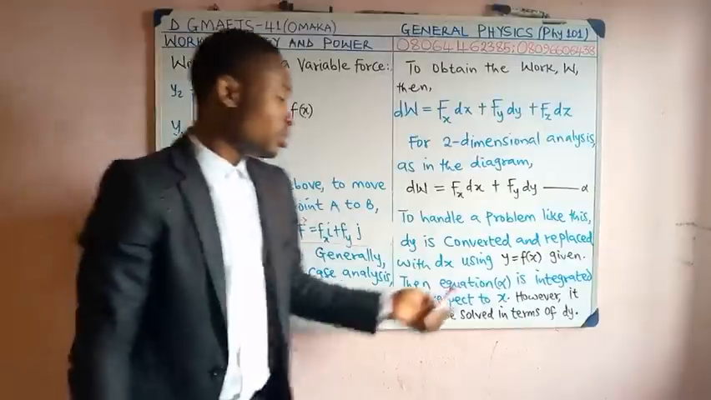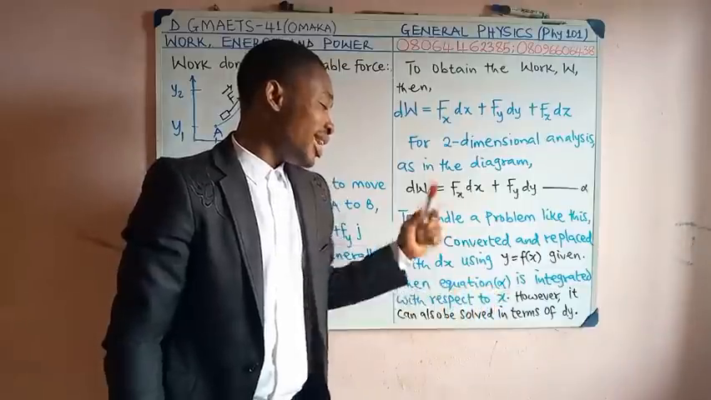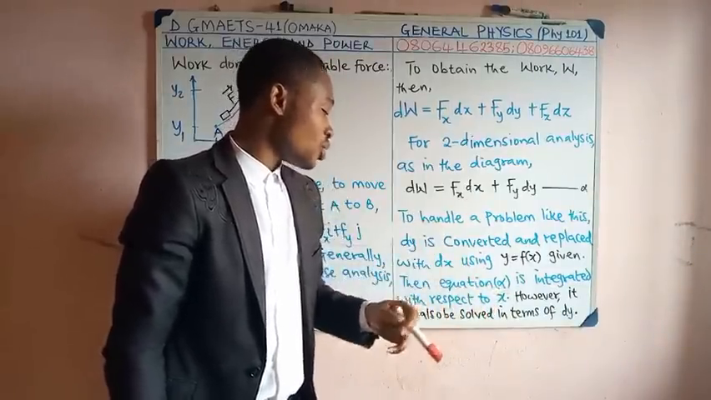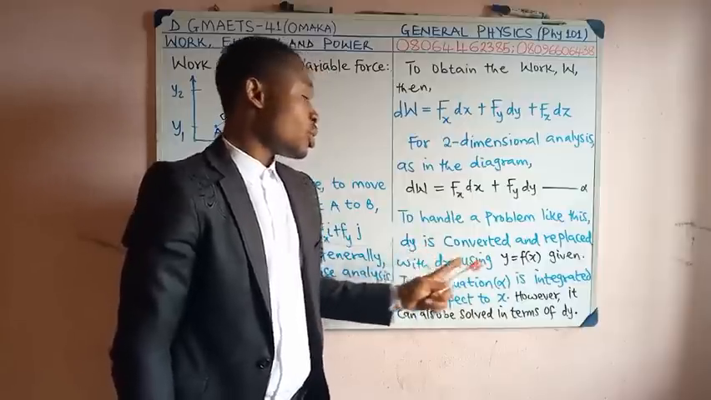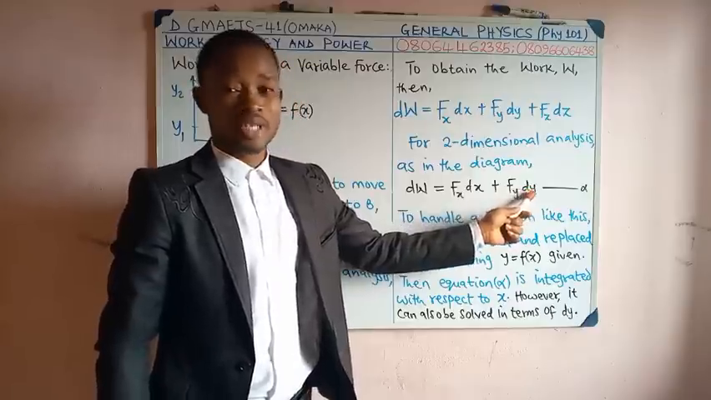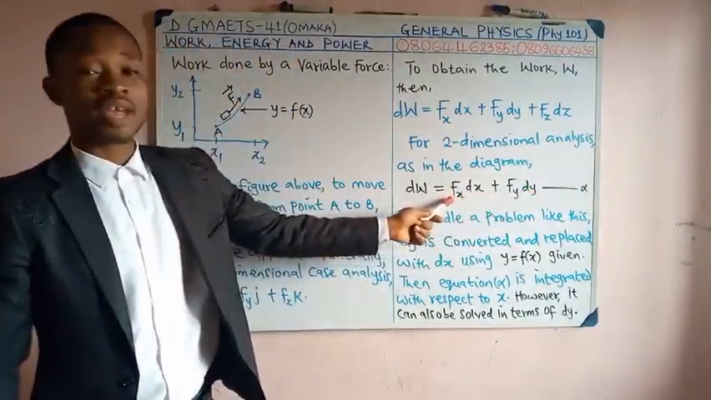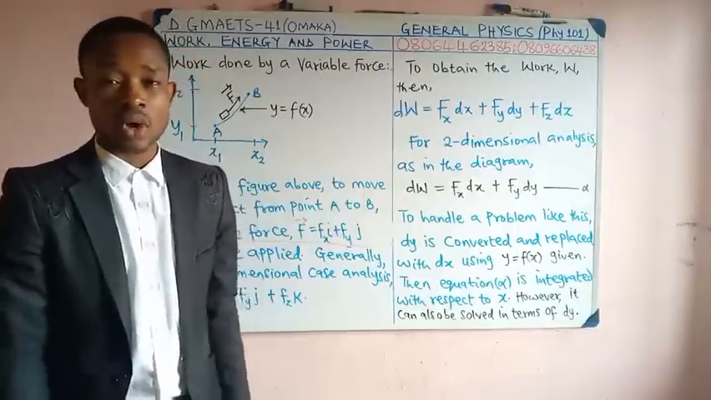All we need to do is to convert the y to what? The x. Convert what? dy to dx. You can say that. So we'll find a way to replace this dy with dx. Once we do that, this whole expression will now be in terms of dx. Then we can integrate and obtain our result.